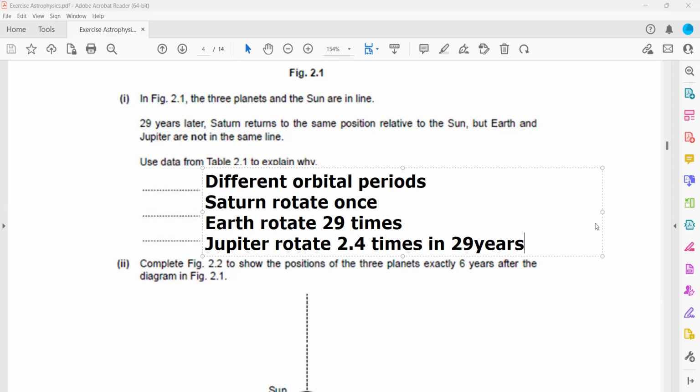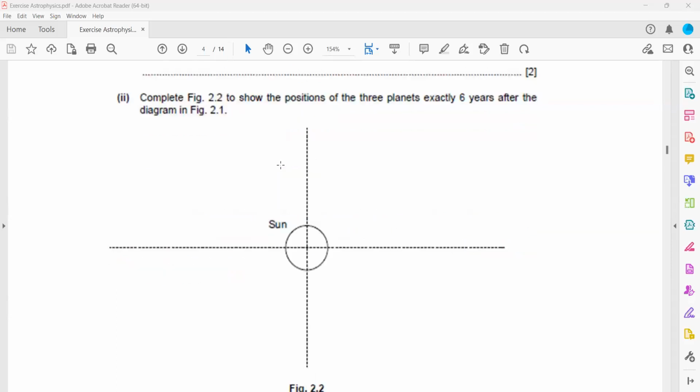No, sir. In the next question, we have to complete figure 2.2 to show the position of the three planets exactly 6 years after the diagram. Look, first we will draw a rough diagram of the positions. Earth is here. Then we have Jupiter, and the last one is Saturn. So I'm writing here: Earth is E, Jupiter is J, and Saturn is S.